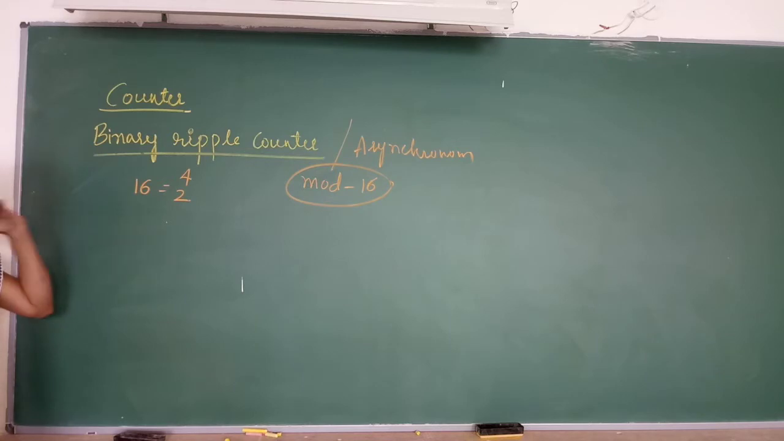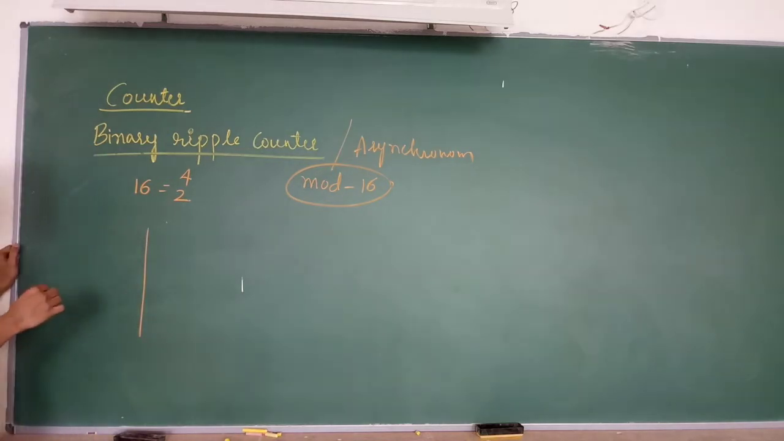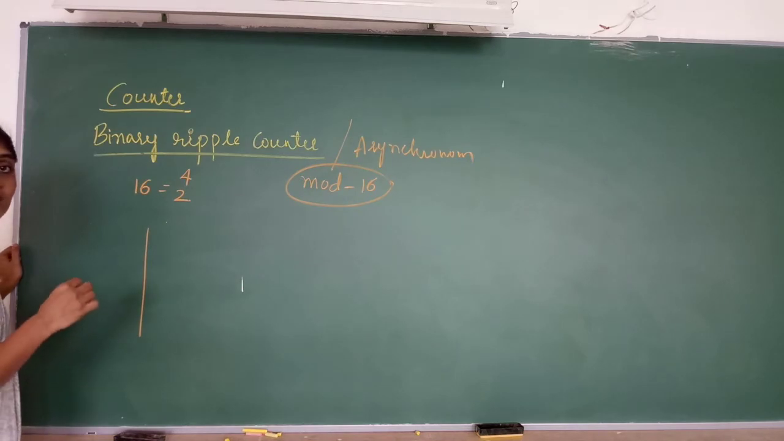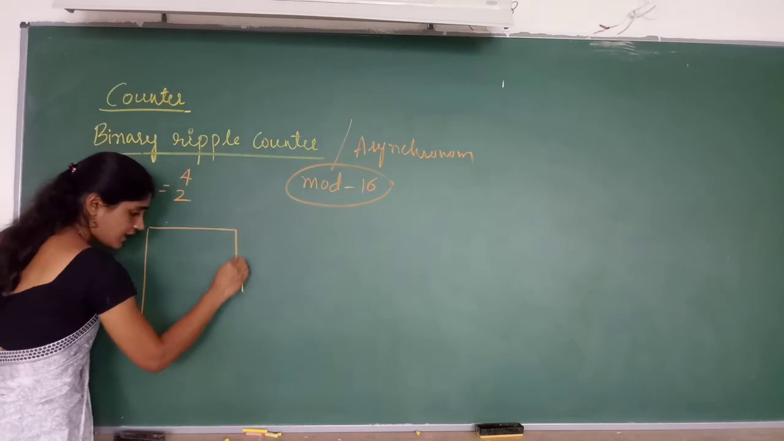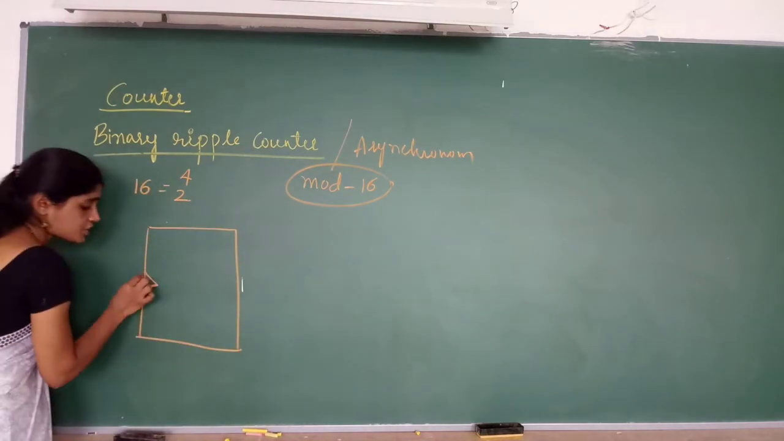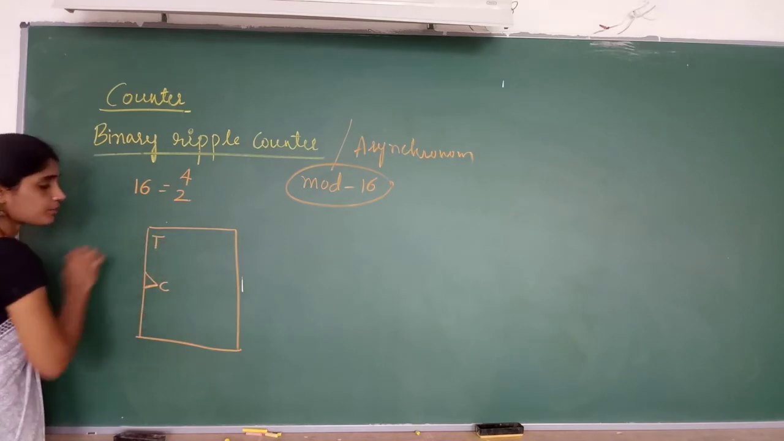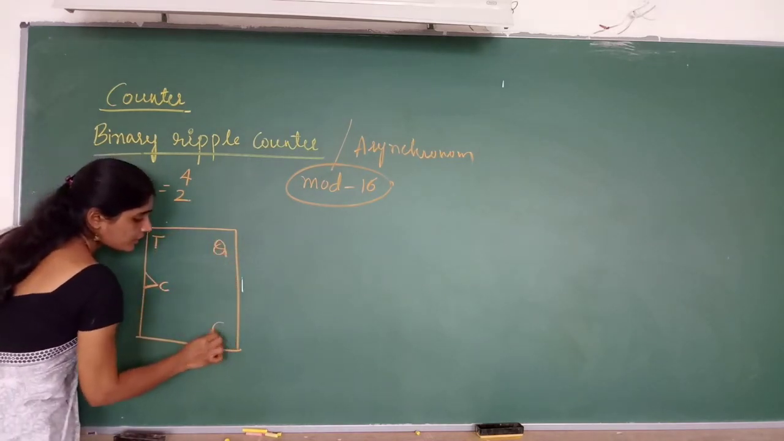4 T flip-flops. In registers, which flip-flops do we use? Registers use D flip-flops, positive edge triggered D flip-flops. In the binary ripple counter, here I will use positive edge triggered T flip-flops, with Q bar.